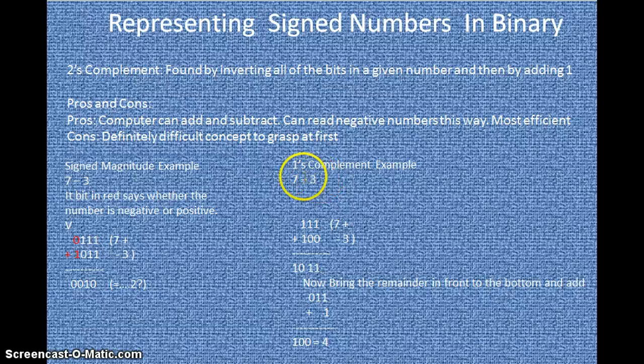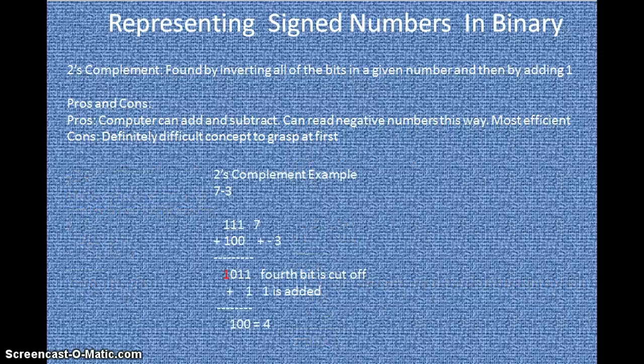Now do we get the right answer? 7 minus 3. There we go, I'm counting my fingers here. And there we go, that's the right answer. So, obviously a lot more effective than the signed magnitude.